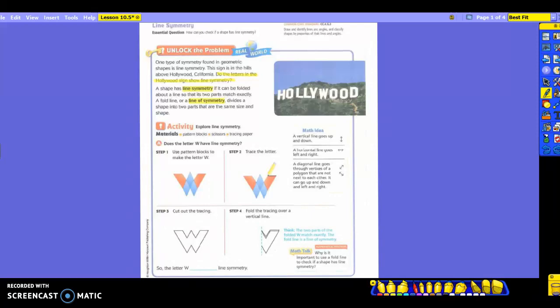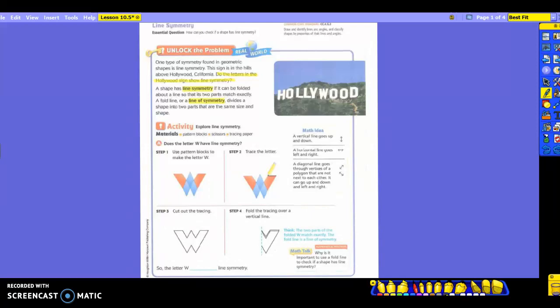All right, once we have our pattern blocks making the letter W, I want you to look at step 2 over here. It tells us to trace the letter, so you're going to take your pencil and we're going to do that. I want you to remember the math idea over here. Vertical line goes up and down. Horizontal line goes left and right. And diagonal line goes through vertices of a polygon that are not next to each other. See how these are showing you some examples on the side?